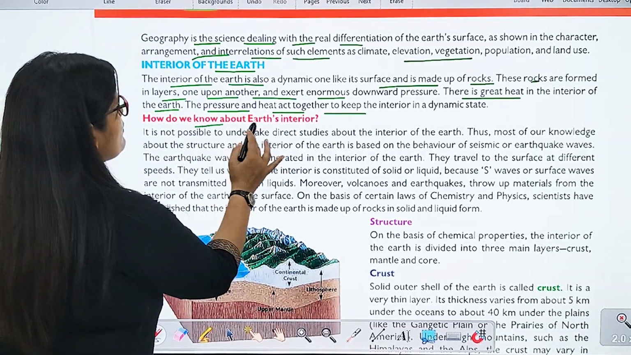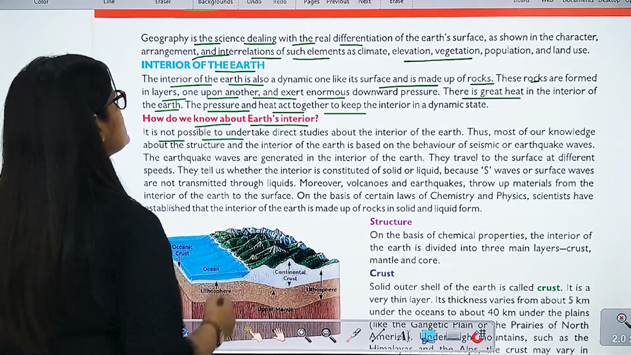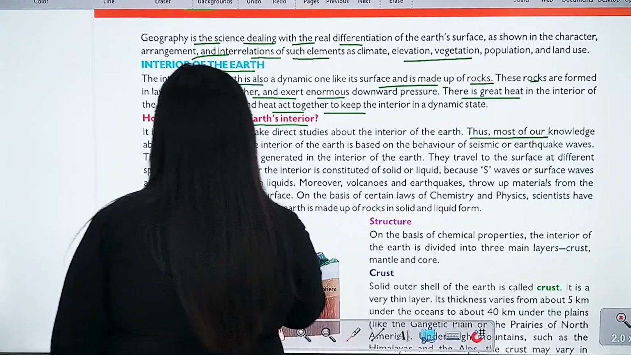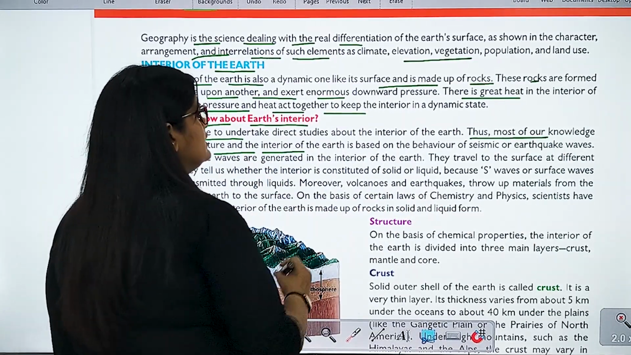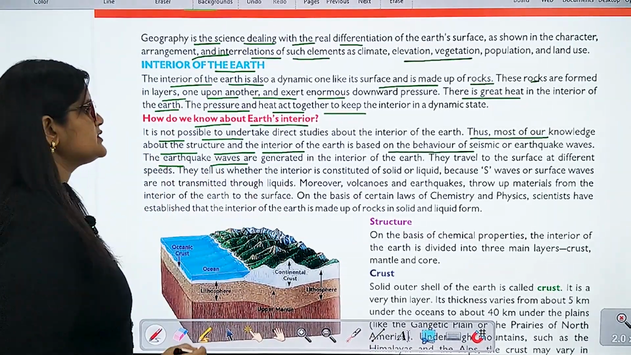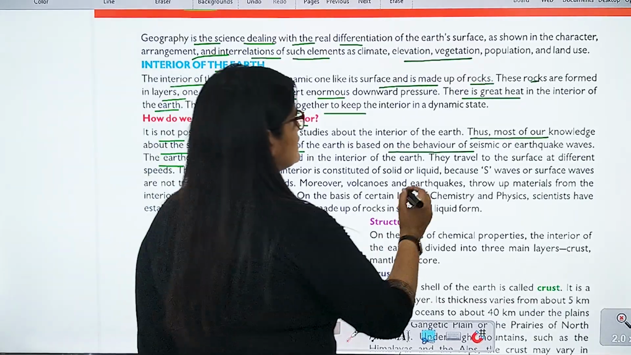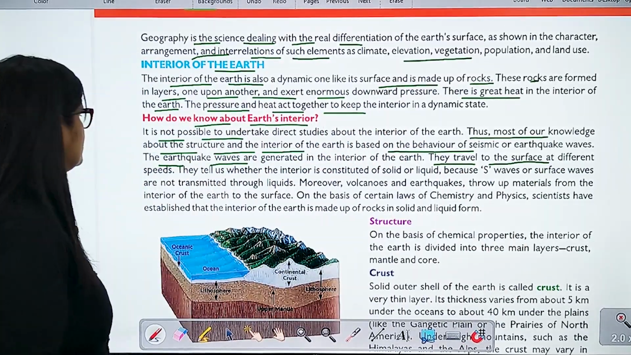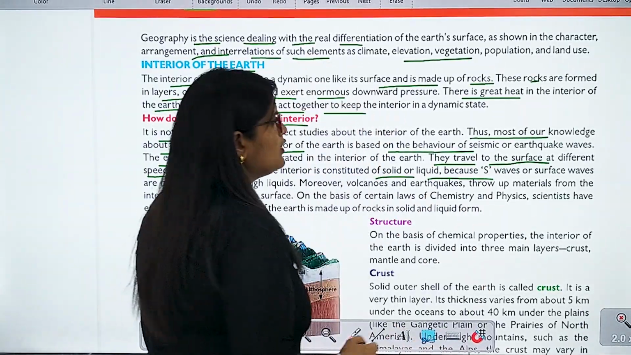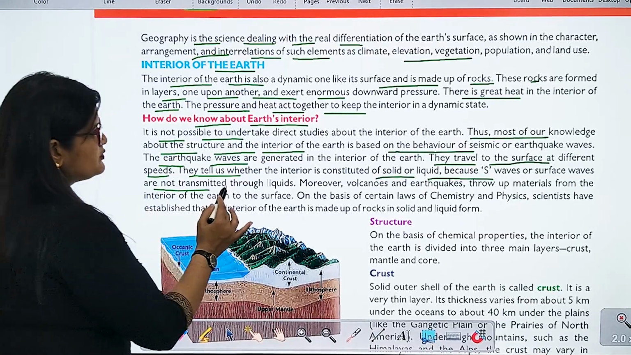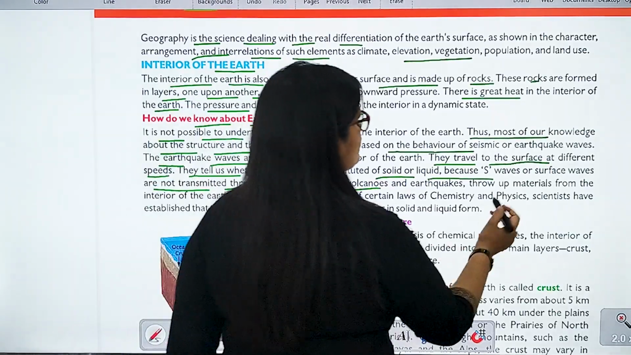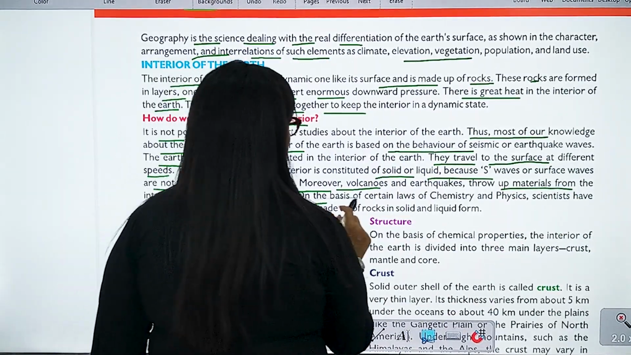So, how do we know about Earth's interior? It is not possible to undertake direct studies about the interior of the Earth. Thus, most of our knowledge about the structure and the interior of the Earth is based on the behavior of seismic or earthquake waves. The earthquake waves are generated in the interior of the Earth. They travel to the surface at different speeds. They tell us whether the interior is constituted of solid or liquid, because S waves are not transmitted through liquid. Moreover, volcanoes and earthquakes throw up materials from the interior of the earth to the surface.